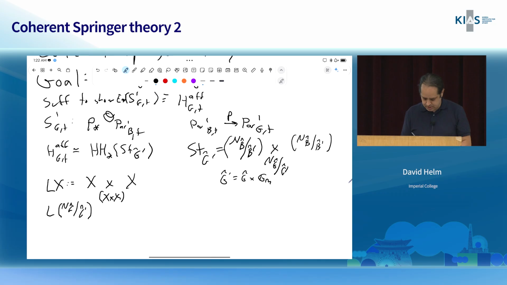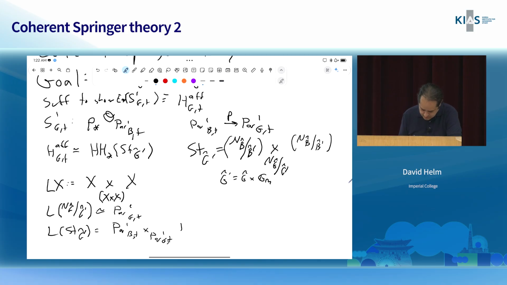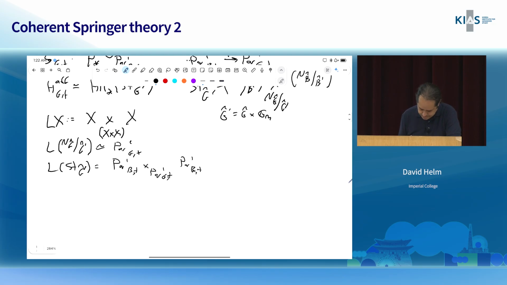And then what we had seen was that the loop space of this N G hat mod G hat prime was isomorphic to par 1 G T. And similarly, if I replace G hat with B hat here, then I get par 1 B T. And if I do the loop space of the Steinberg stack S T G hat prime, this is par 1 B T crossed over par 1 G T with par 1 B T. Okay, so that was as far as we'd gotten.